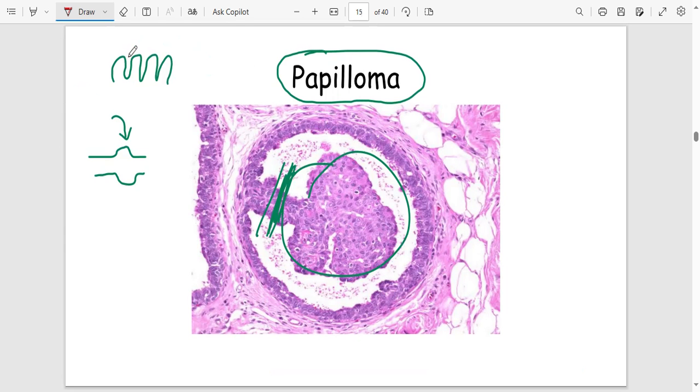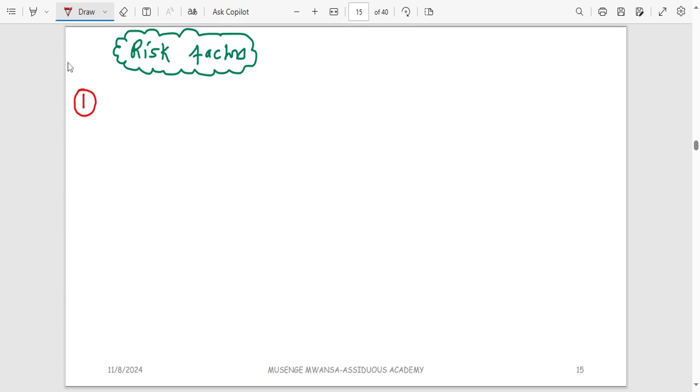factors to getting breast cancer. Anyone? Thank you so much. Hormonal exposures, number one, so that we will not be wasting time. Do you want to explain this point? You can be free in case you want to explain it.